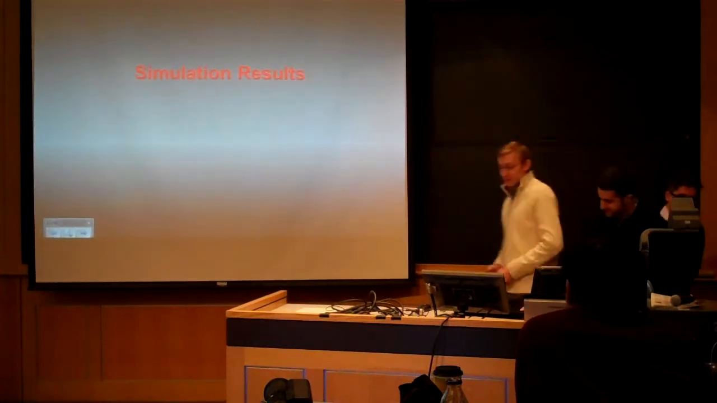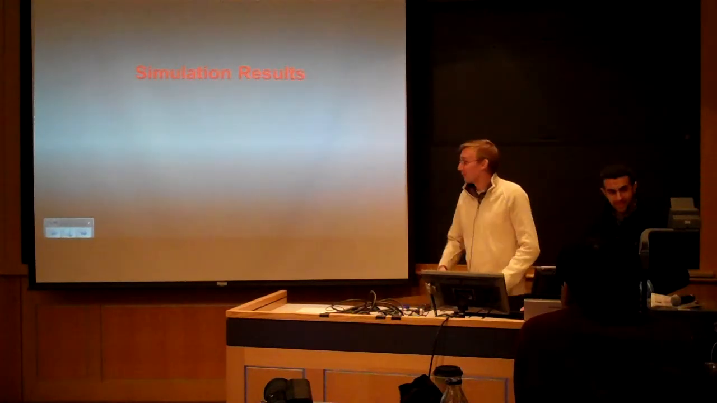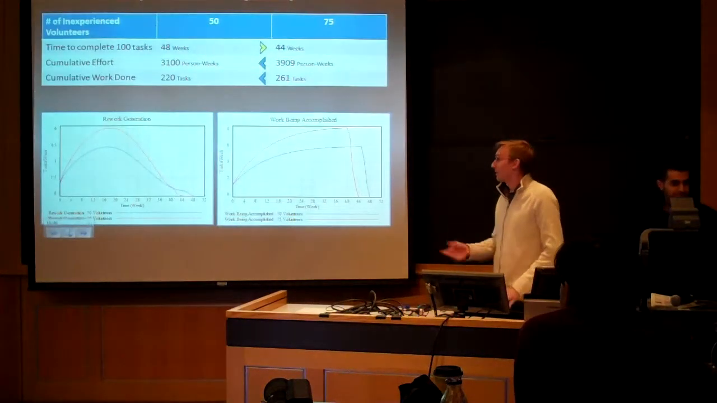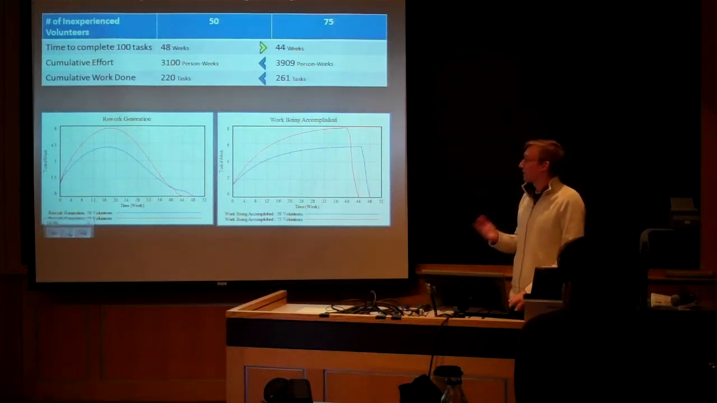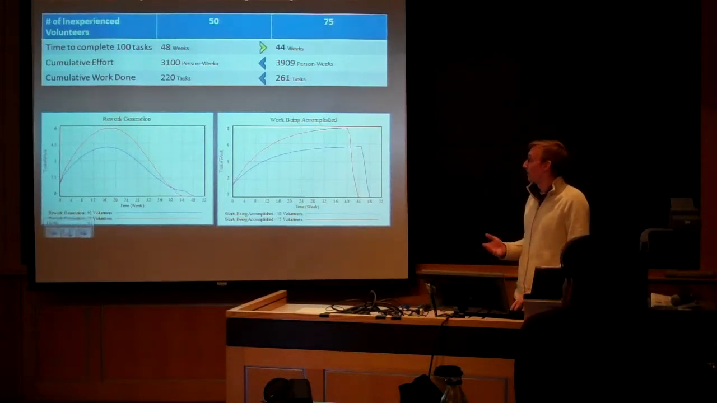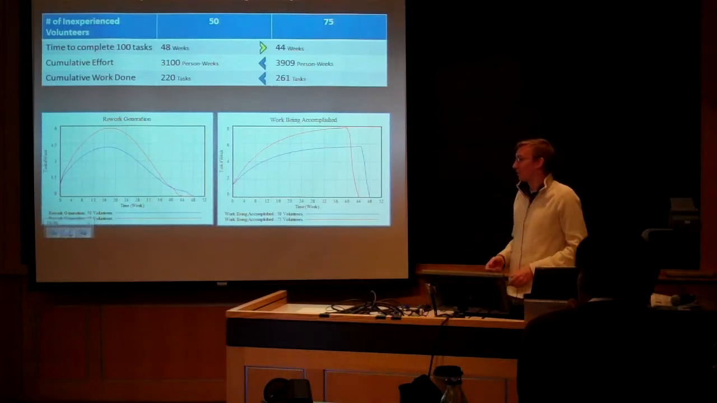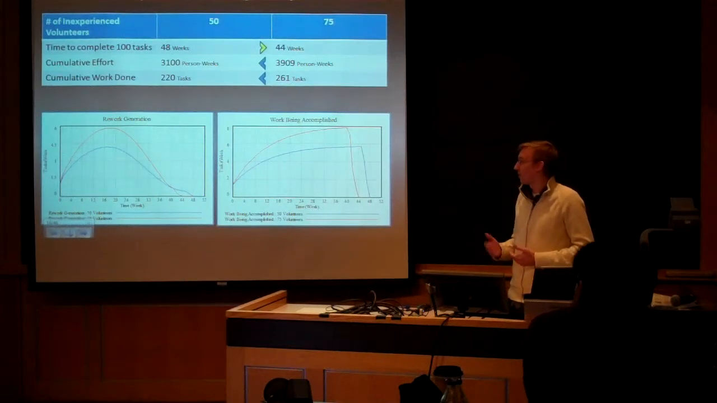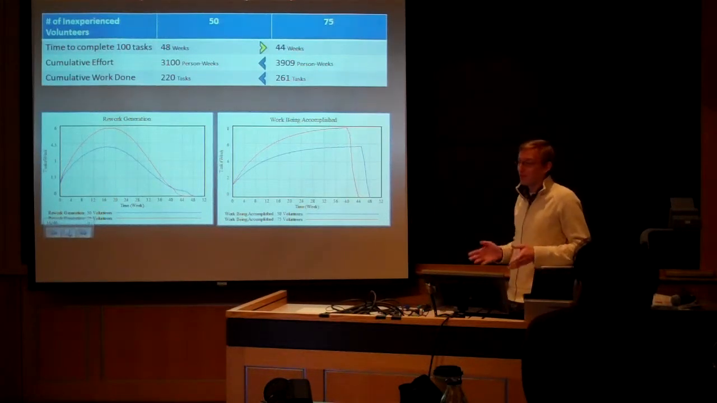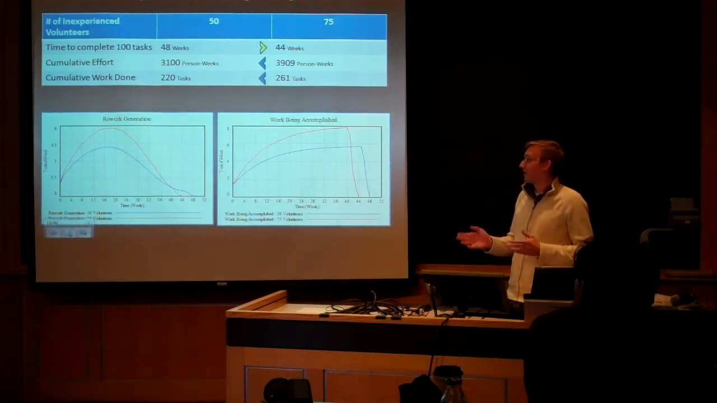Okay, so now that we've calibrated the model, we can go over our results. First thing we tested is how increasing the number of initial volunteers from 50 to 75 affects the project. And what we found is that this actually increases the amount of effort being put in and the amount of work being done as a result of higher rework generation. But at the same time, the rate of work being accomplished is also significantly higher, and it reduces the overall time by 4 weeks. But this is based on the assumption that time to gain experience is the same.